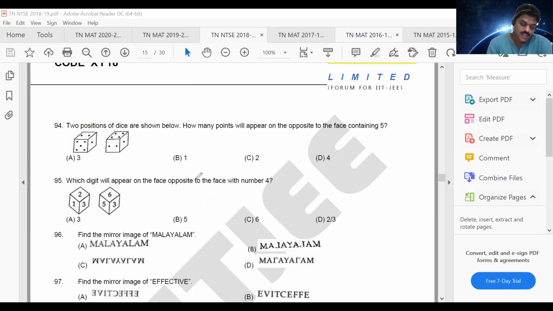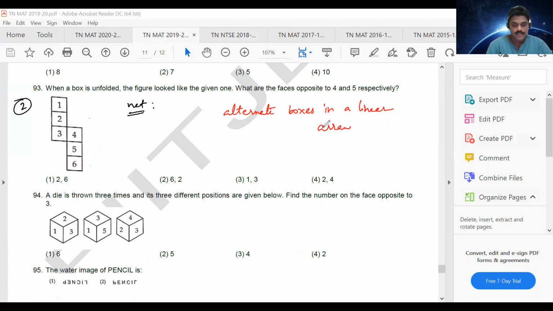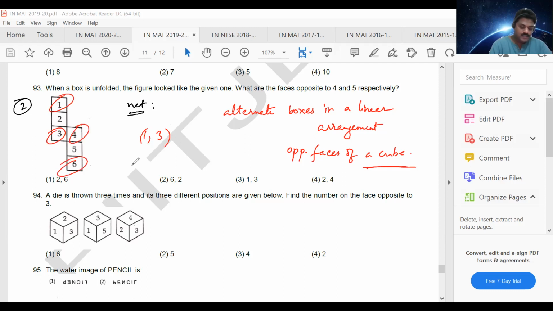Next. So once again, you are finding the same type of questions. This is from last before year. Now observe. This is the second case which I told you, where they are giving you the net of a cube. So whenever they give you a net, remember that alternate boxes in a linear arrangement form opposite faces of a cube. So 1 and 3 are the alternate faces. 4 and 6 are opposite faces. And 2 and 5 are the opposite faces.